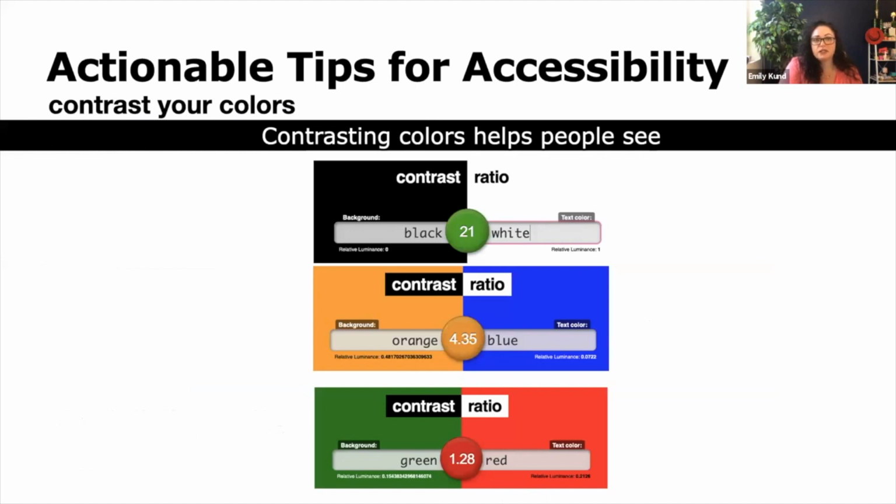Contrast your colors. Contrasting will help people see. And you can see here that I have a few examples where I've got black and white, which is high contrast, and blue and orange. These particular shades are at a 4.35, which is moderate or okay. And this red and green, these 2 shades here, are at a 1.28, which means there's not enough contrast.